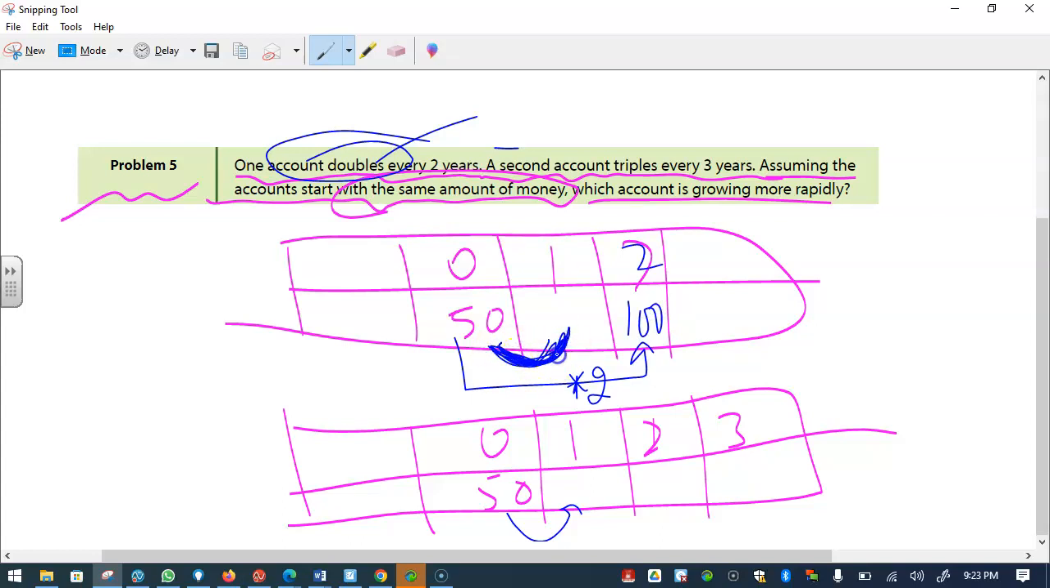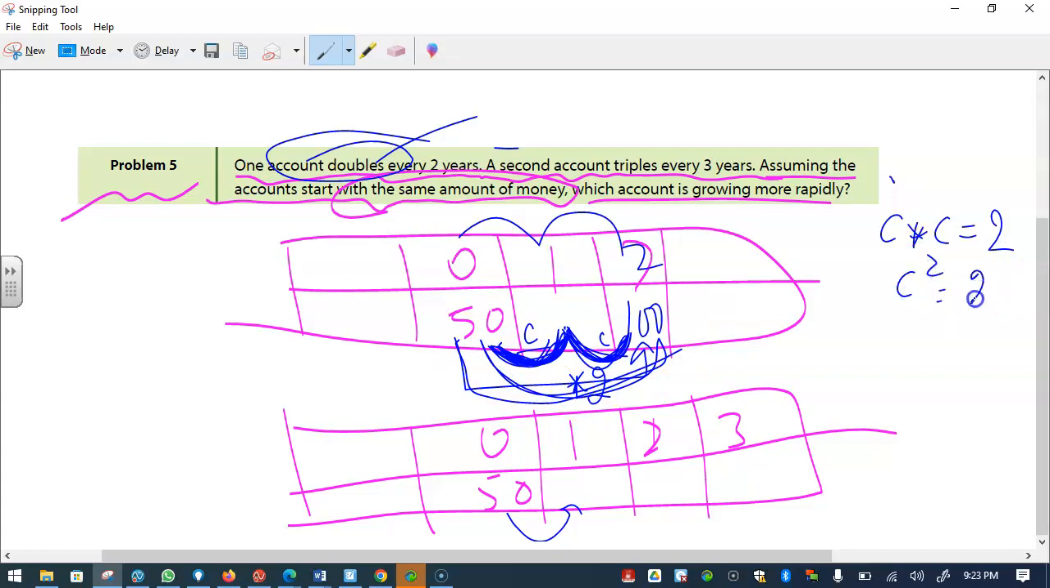There are 2 years, right? 1, 2. So there are two parts. Let me put C here; if you don't know, put it like C. C multiplied by itself twice gives you 2, because this doubles. So C squared is 2, and C is the square root of 2, or C is 2 raised to 1/2.